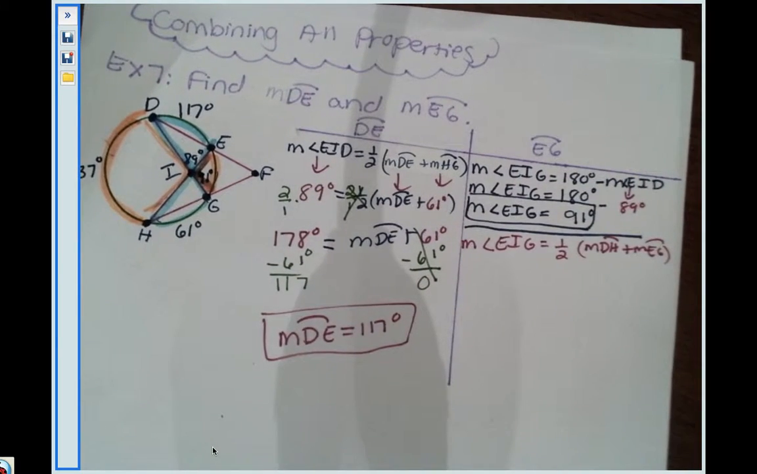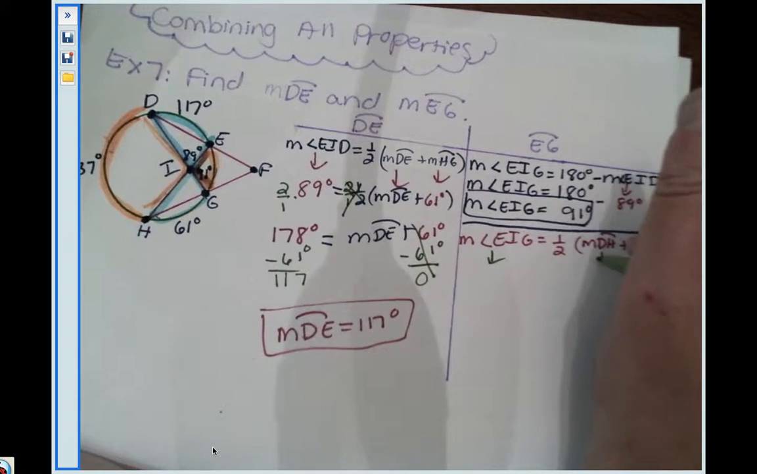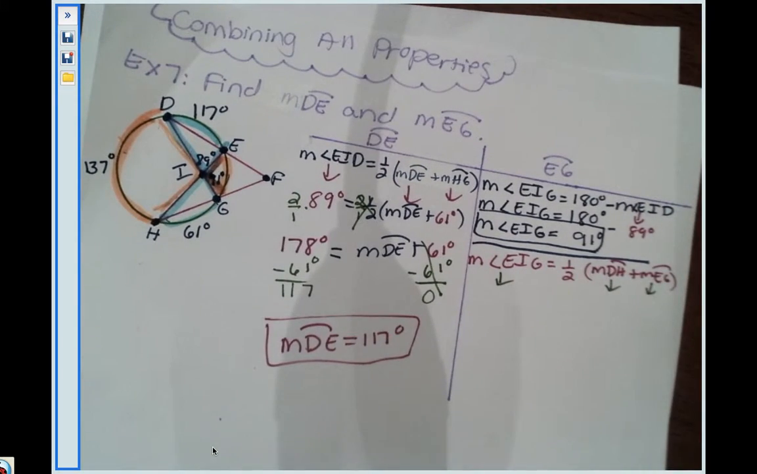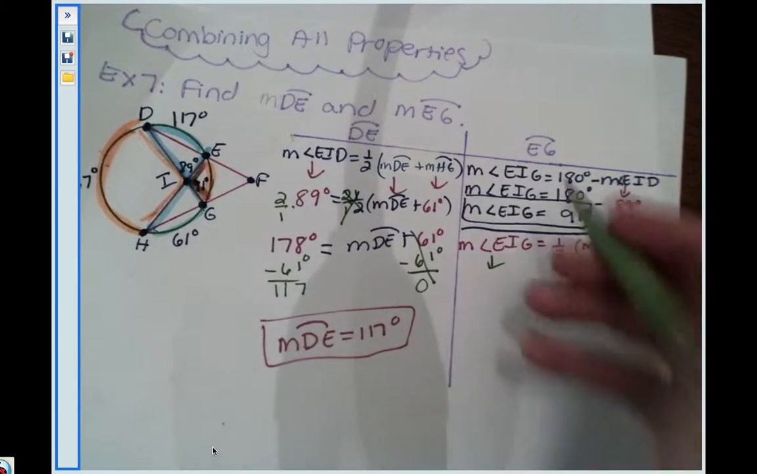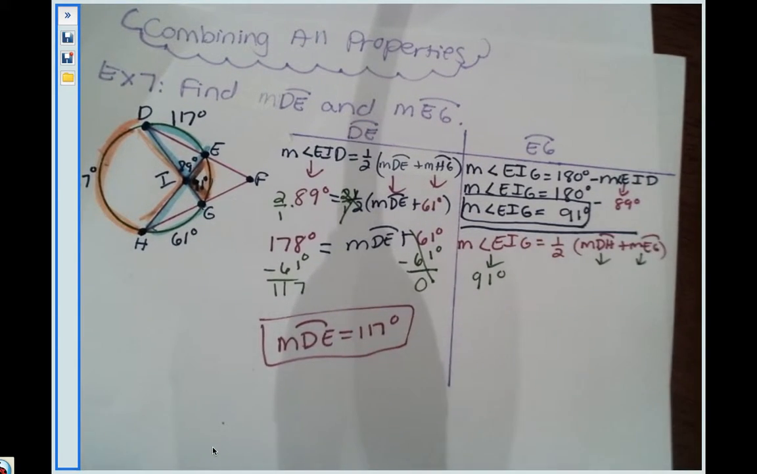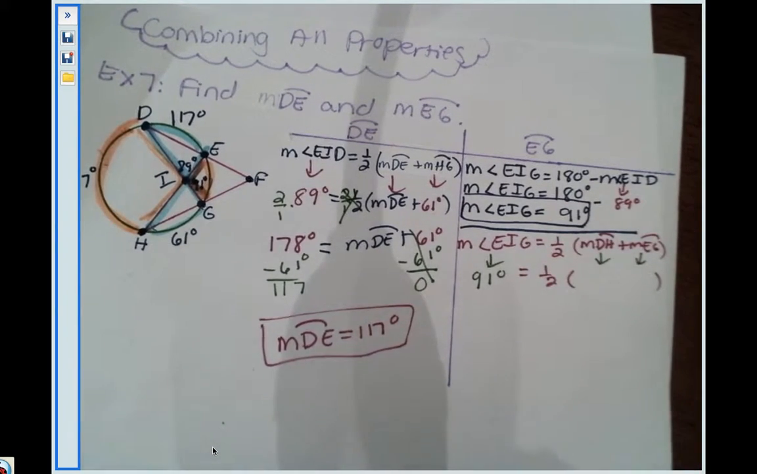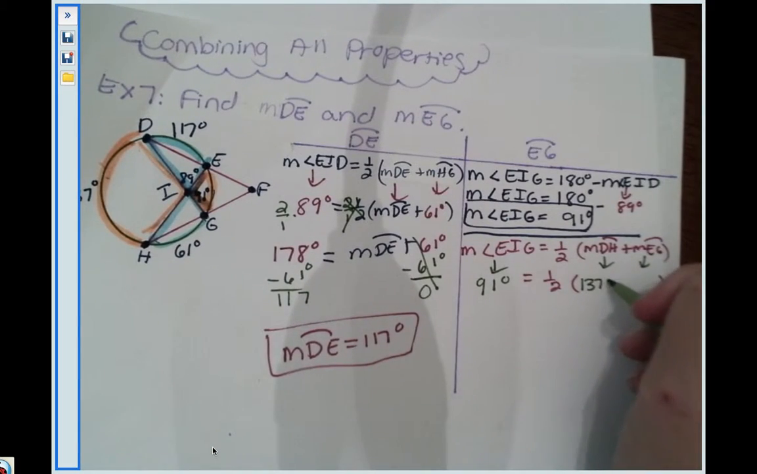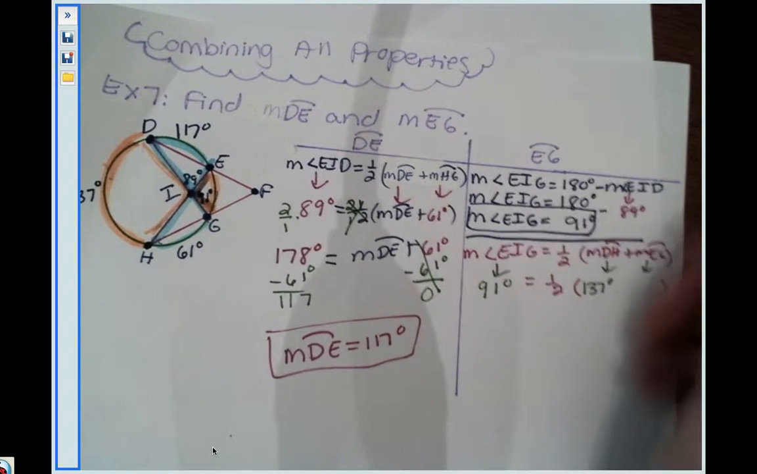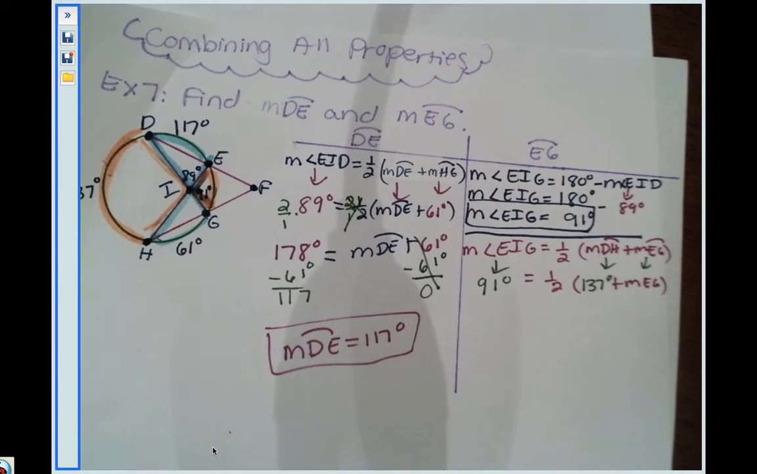Okay, so I'm going to fill in my values right now. All right, so the measure of angle EIG we now know is 91 degrees, equals 1/2 the measure of DH, which DH is 137 degrees, plus the measure of EG, which I don't know, so I'm going to leave it as EG.